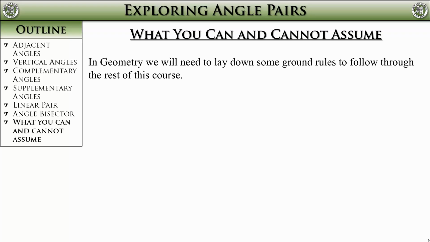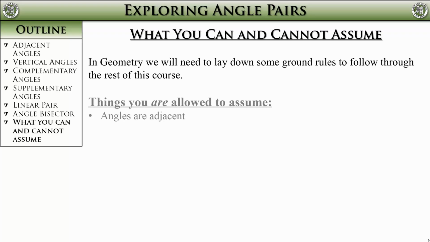Now we need to lay down some ground rules for how we will proceed through the rest of this course. There are some things that you are allowed to assume, and some things that you are absolutely not allowed to assume. Let's go through them. First, what can we assume? We are allowed to assume that angles that look adjacent in the picture are actually adjacent. It would be pretty evil to say that it's possible that an impossibly thin gap is between those two angles, and it screws up everything you are trying to do. So if two angles look like they are next to each other, you can assume that they are.